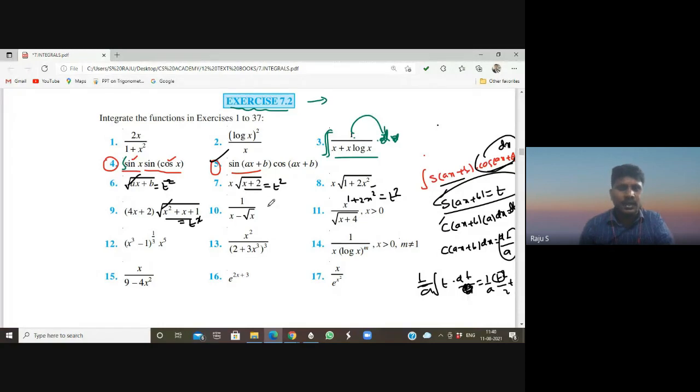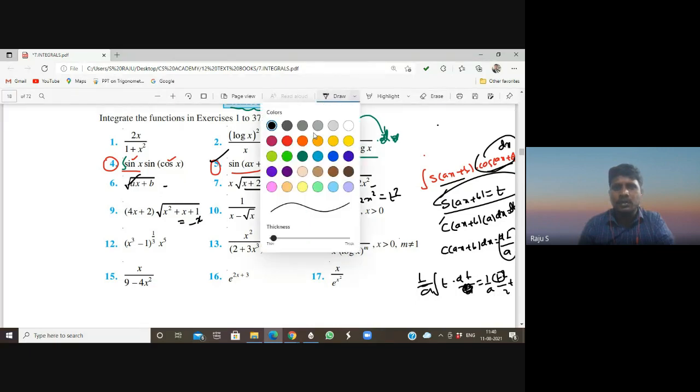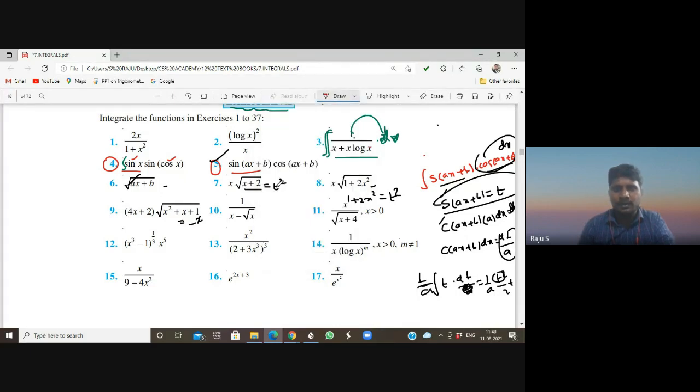So I'll tell you what function we can consider as t, within 1 minute. Okay, students, try yourself. Here x plus 2 is equal to t square, 1 plus 2x square is equal to t square, and here it is x square plus x plus 1 is equal to t square.